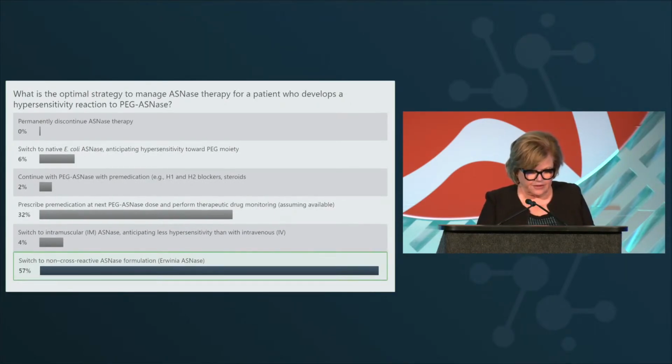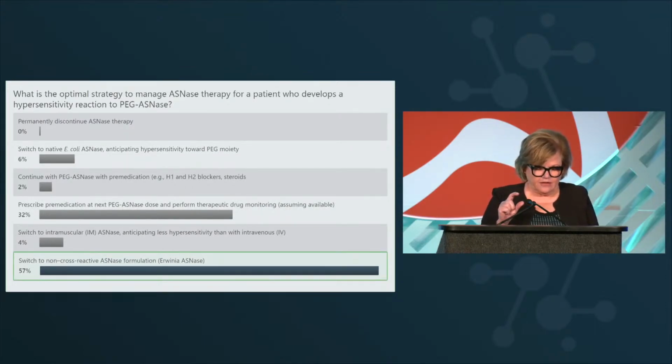We're not going to stop it. We know that we're not going to switch to native E. coli. This product is no longer available. Continue with the PEG with pre-medication, and the other one states pre-medicate at the next PEG and perform therapeutic drug monitoring.